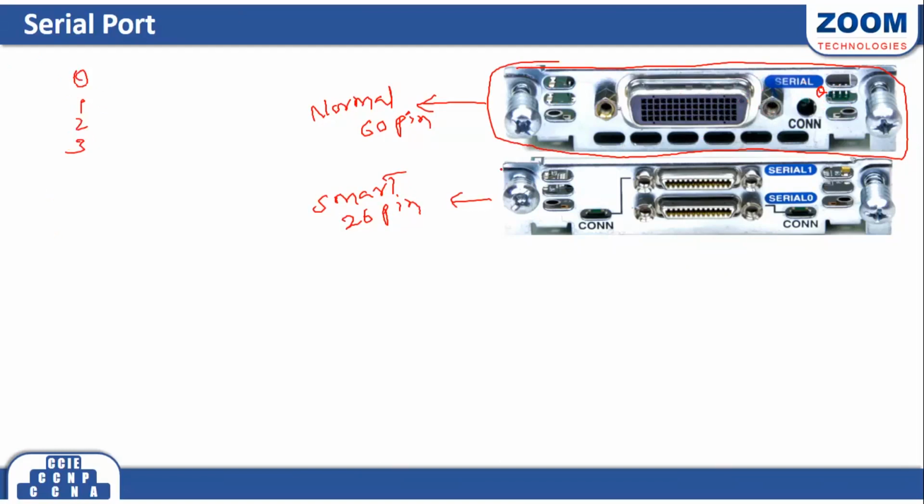But in case of smart serial, in a smart serial slot, how many ports are there in one slot? Two ports. Serial 0, serial 1. So this is the difference between smart serial and normal serial.